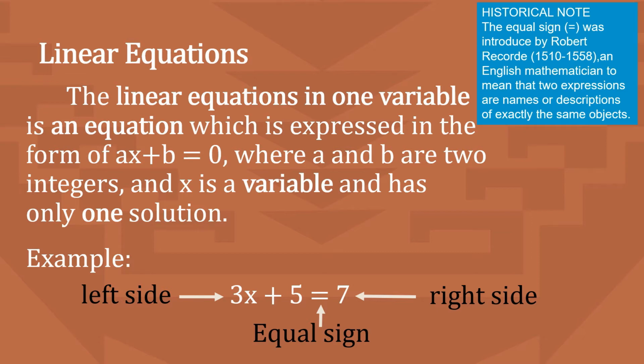Historical note: the equal sign was introduced by Robert Recorde in 1510 to 1558, an English mathematician, to mean that expression are names or description of exactly the same objects.